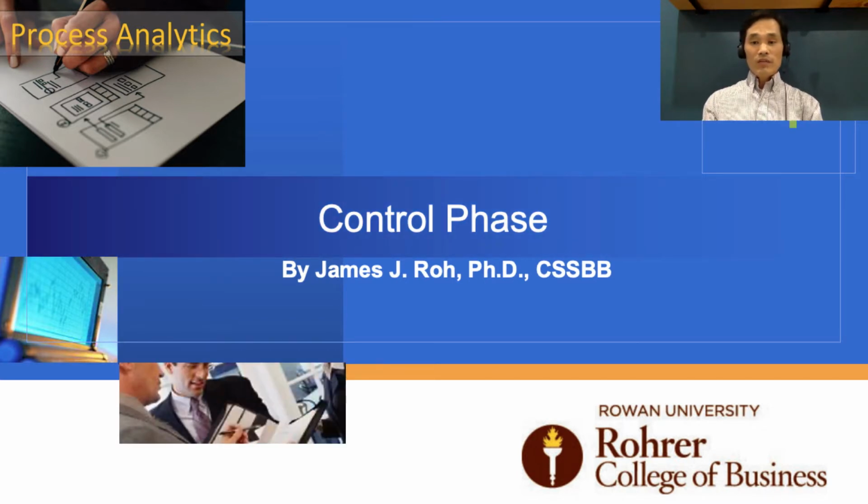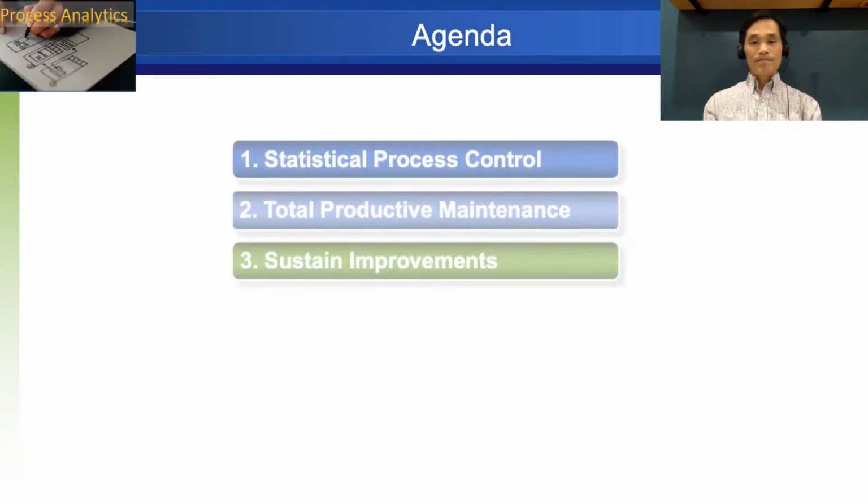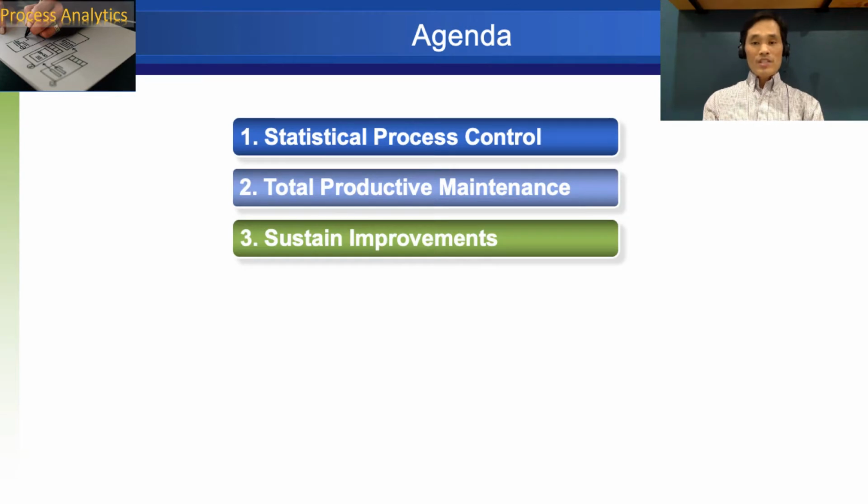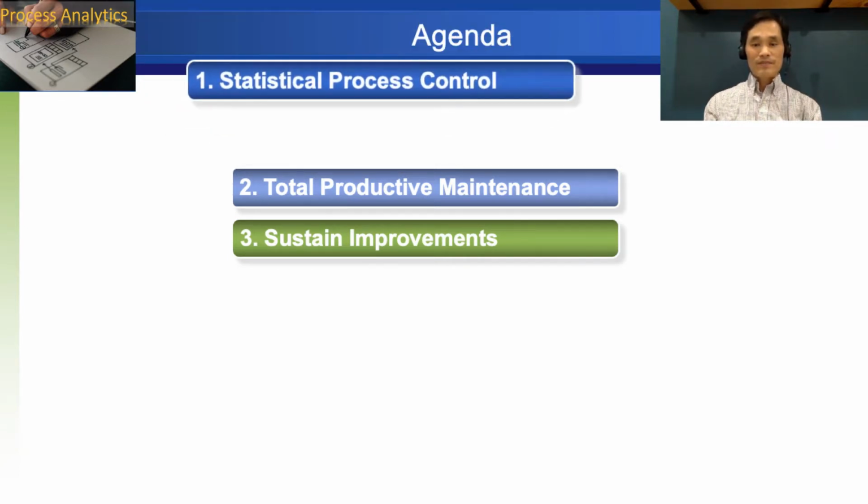Module 4 covered the improve phase and it also embraces the control phase. In the control phase, we'll revisit the statistical process control chart that we discussed in Module 2 under the theme of process capability. Then we'll talk about total productive maintenance. Lastly, we will dwell on the topic of how to sustain improvements.